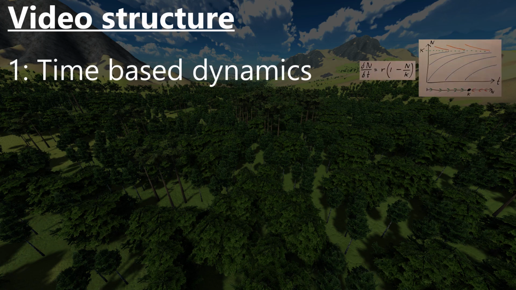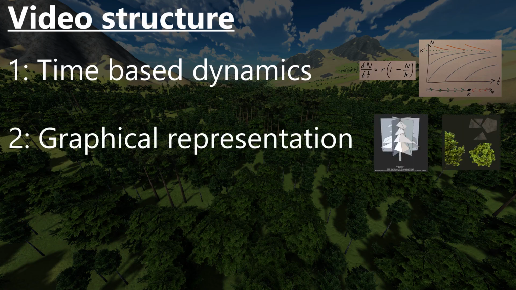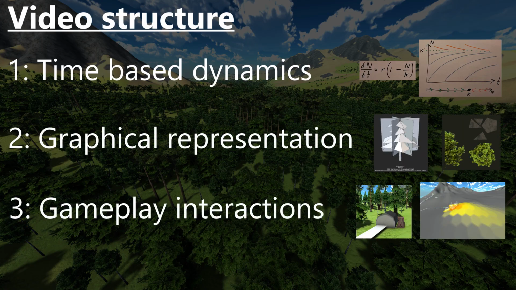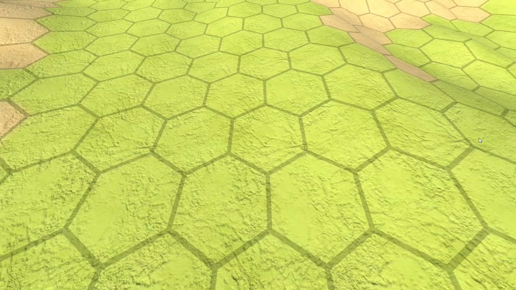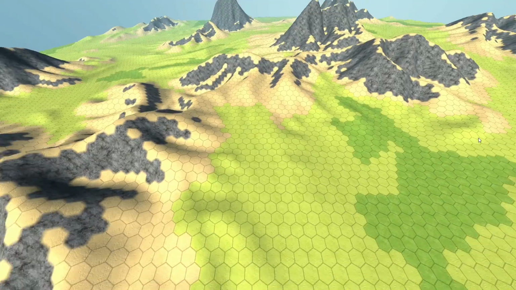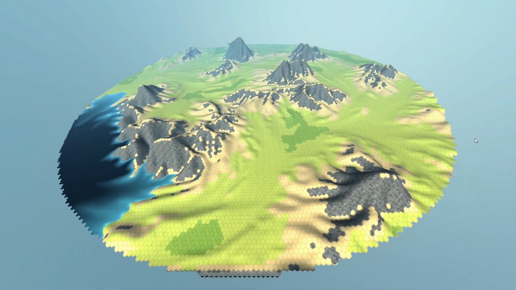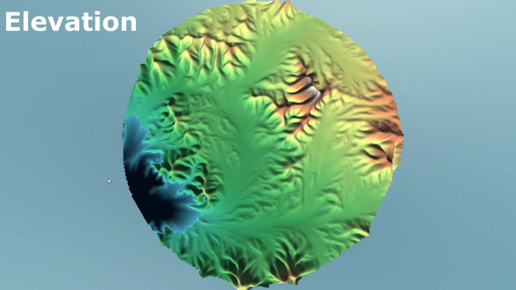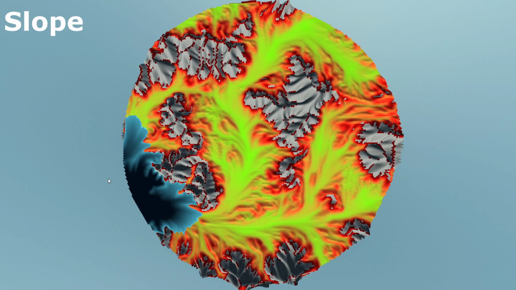1. Time-based dynamics. 2. Graphical representation. 3. Gameplay interactions. The landscape is made up of hexagons. Each hexagon has primary attributes like elevation, adjacency, and slope. They also have secondary attributes that are calculated based on the primary attributes.